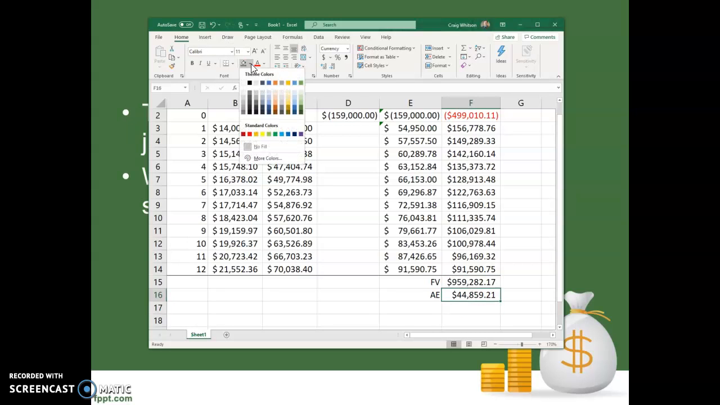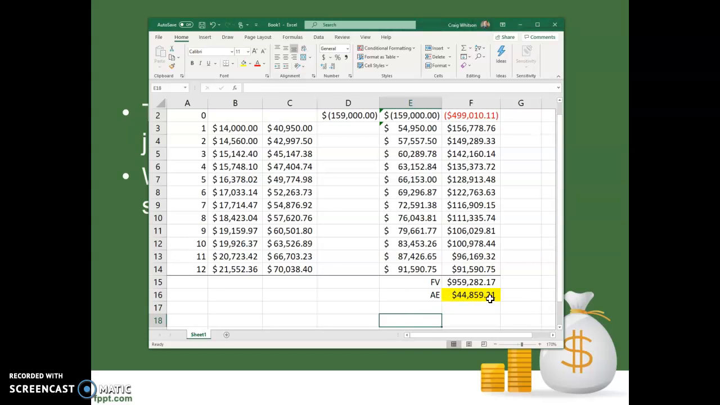That answer right there is our annual equivalent value of $44,859.21. So if we invest our $159,000 and we get all of this savings, that is equivalent to $44,859, and that's $44,859 a year above our 10% return.